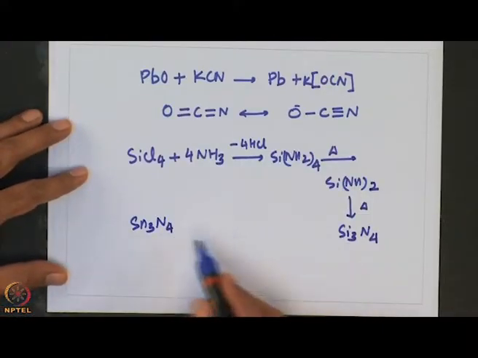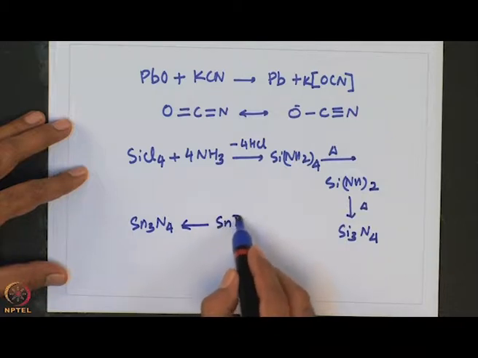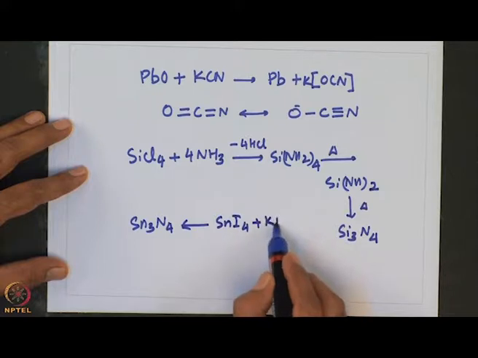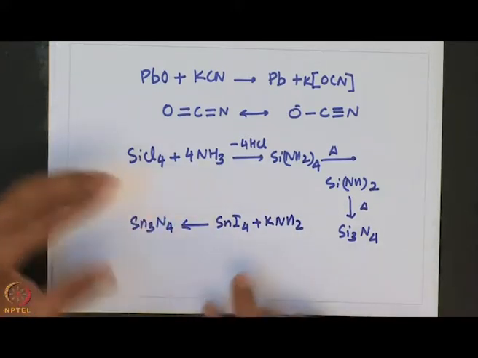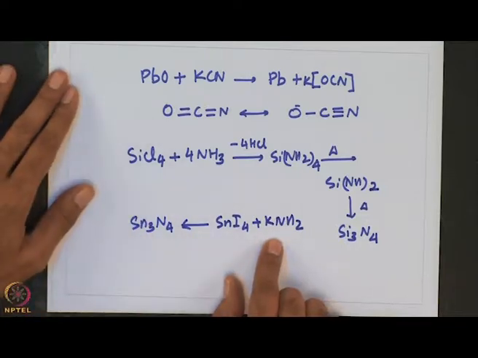Similarly, Sn3N4 can also be made by starting from SnI4 plus KNH2. Of course, I am not balancing the equation. One can generally prepare it by treating SnI4 with potassium amide, that means potassium in liquid ammonia, at 243 Kelvin.